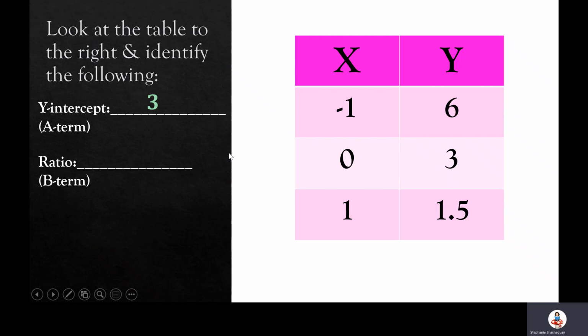My ratio here is when I'm looking at how my y value is changing. So how did I go from 6 to 3? And 3 to 1/2? Well, I multiplied by 1/2. When we're thinking of a ratio, we're always thinking of something we're multiplying by. We're not thinking of division. So if you're dividing by 2, that's the same thing as multiplying by 1/2. If your y values are getting smaller as your x values are getting larger, you should have a fraction for your ratio.